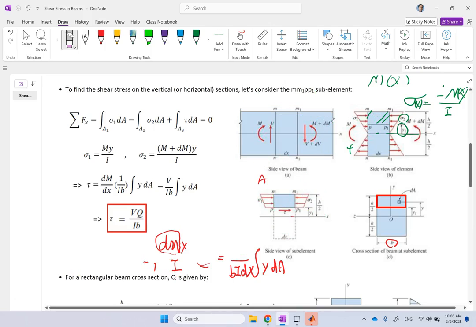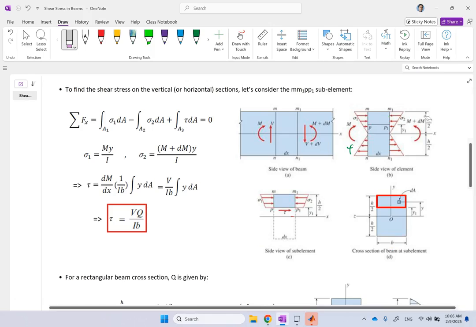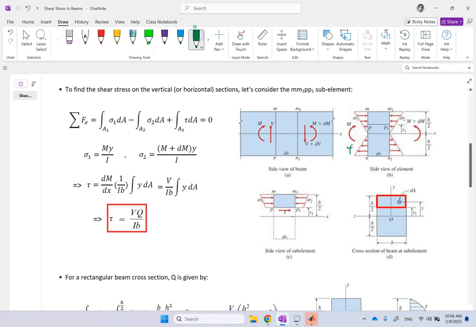Where V is the shear force at that location, and I is the moment of inertia about the neutral axis, in this case I_zz. So this I is I_zz, b is the width of the beam, V is V of x, and Q is this entity here, which is clearly a function of y. So you see, really your tau is both a function of x and y, depending on where you cut it and where along the section you calculate it.